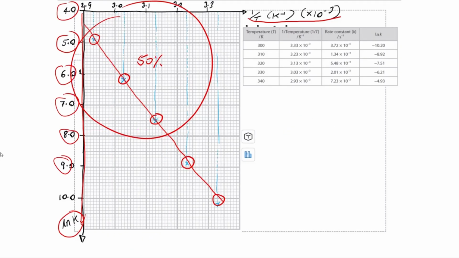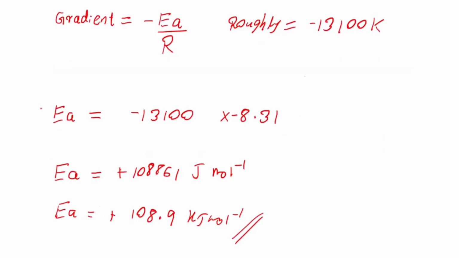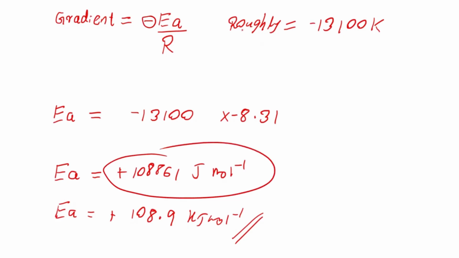After you find the gradient of the graph, let's do it. We found the gradient is minus 13,100. If you want to find the activation energy, multiply that number by 8.31. You remove the minus sign, because the gradient is obviously negative, and the answer is positive. So you remove the minus sign by multiplying by minus 8.31. Then you get the activation energy in joules per mole. If you divide by 1000, you get the activation energy in kilojoules per mole.